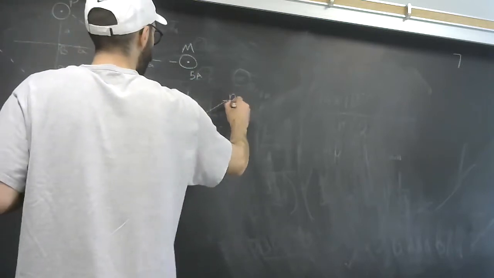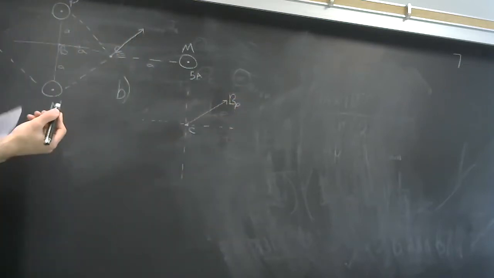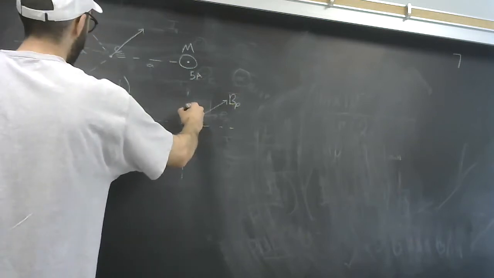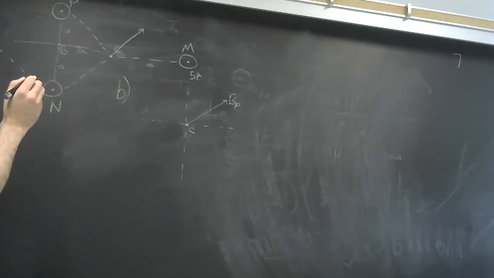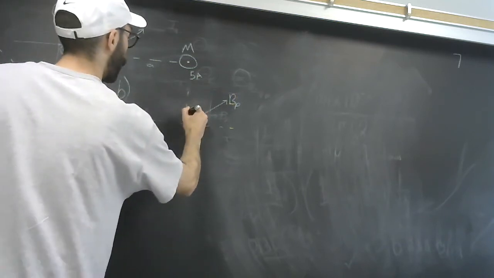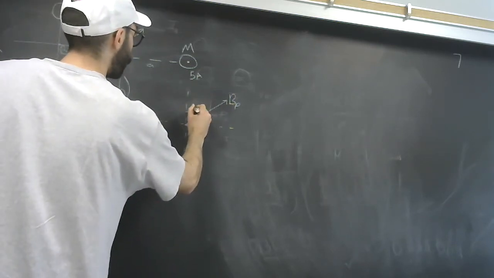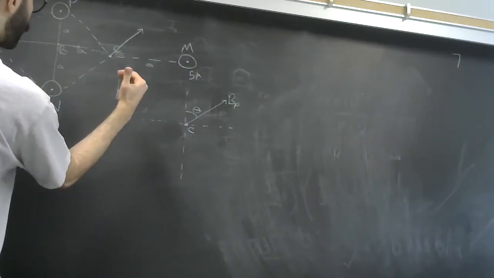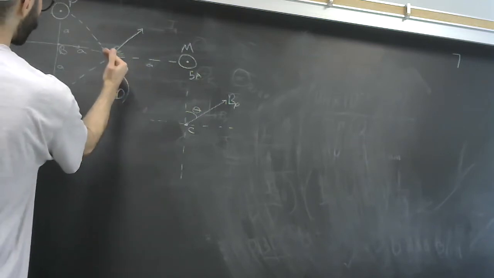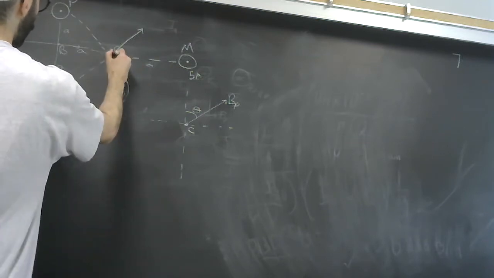So that means B, P. And by definition of it being perpendicular, we're going to have a 45-degree angle right here. Next, let's look at N. Again, thumb in the direction of the current, fingers perpendicular to the shortest distance. It's going to be going up like this.